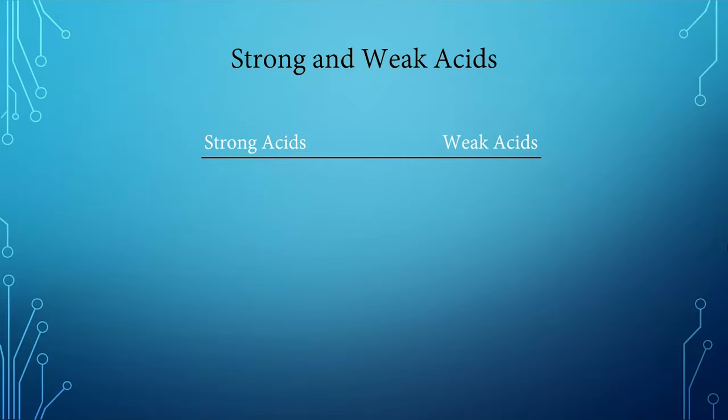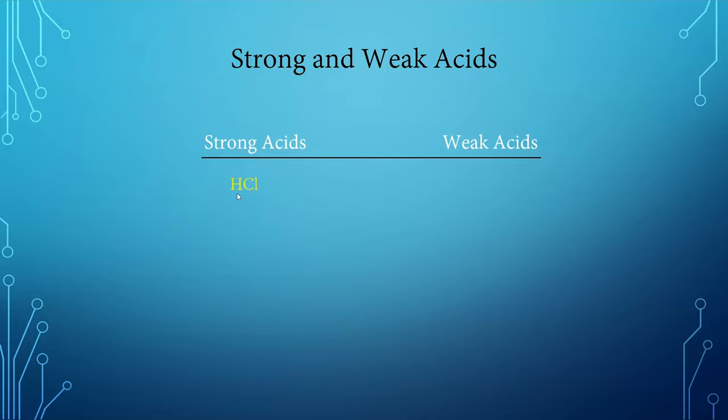One of the things you'll have to be able to do on the quiz covering this chapter is to identify an acid as strong or weak. There are thousands of acids, and so you might think that this is going to be a very difficult process. But the good news is, almost all acids are weak. There's only half a dozen strong acids, so all you really have to do is learn the strong acids. If they're not strong, then by default, they're weak.